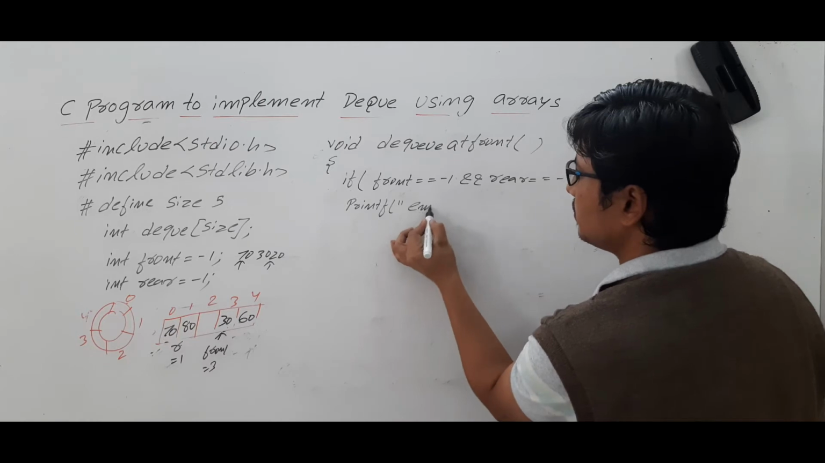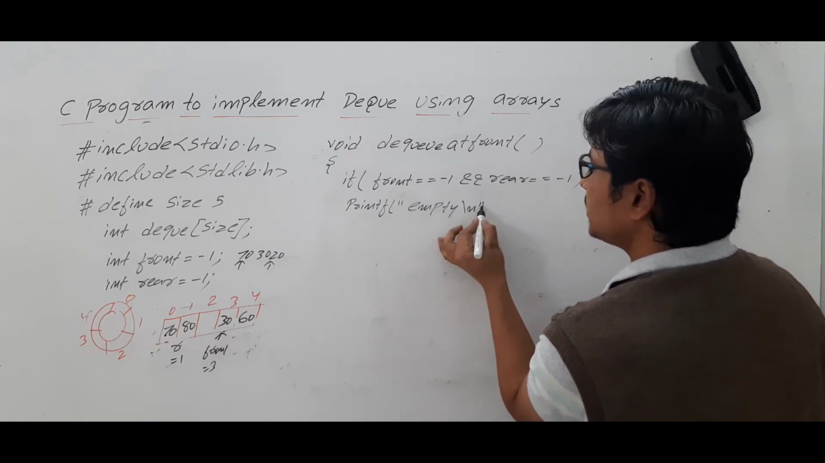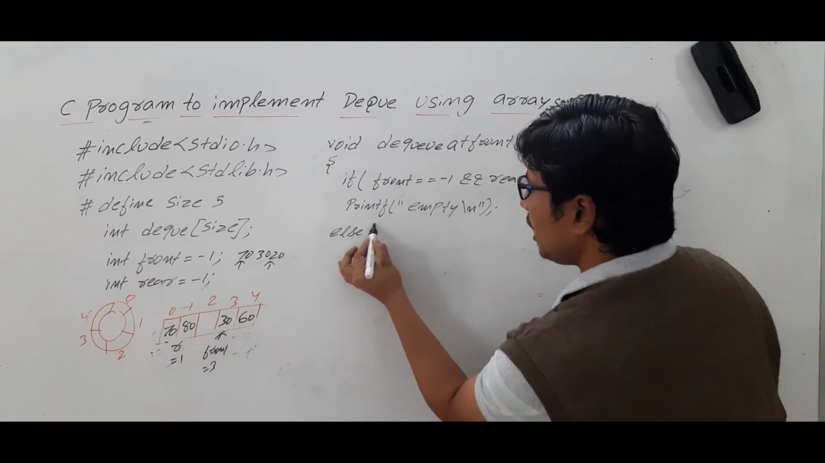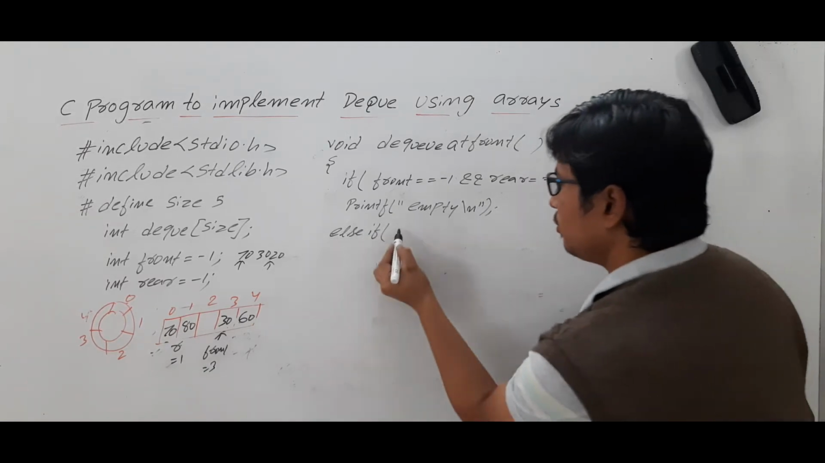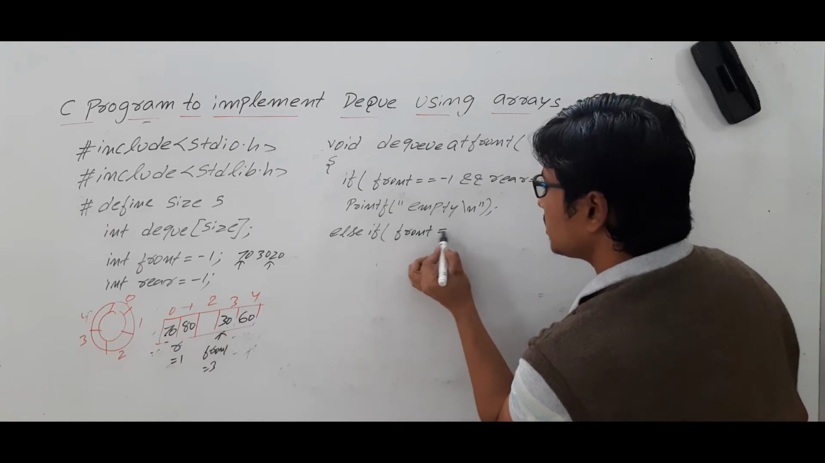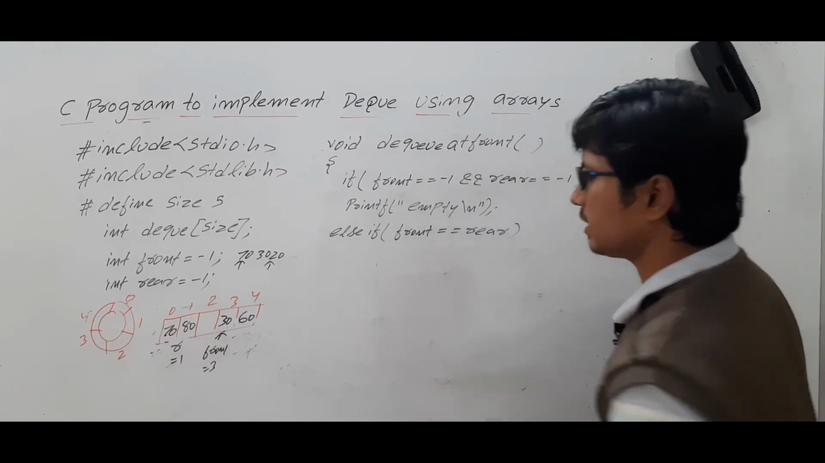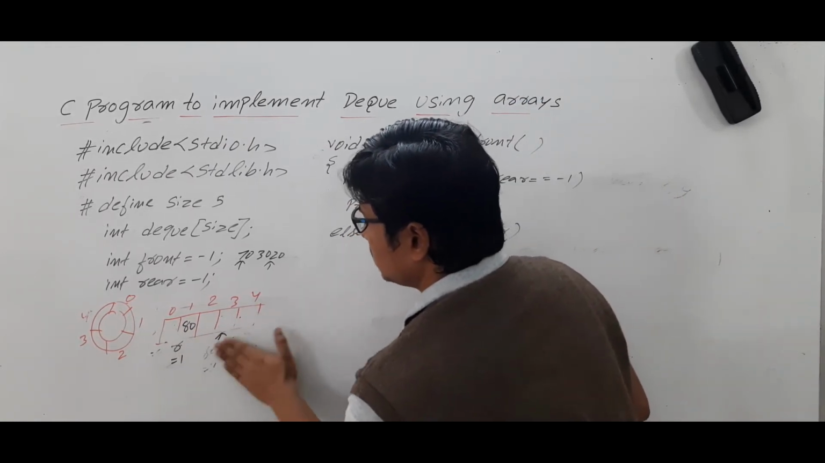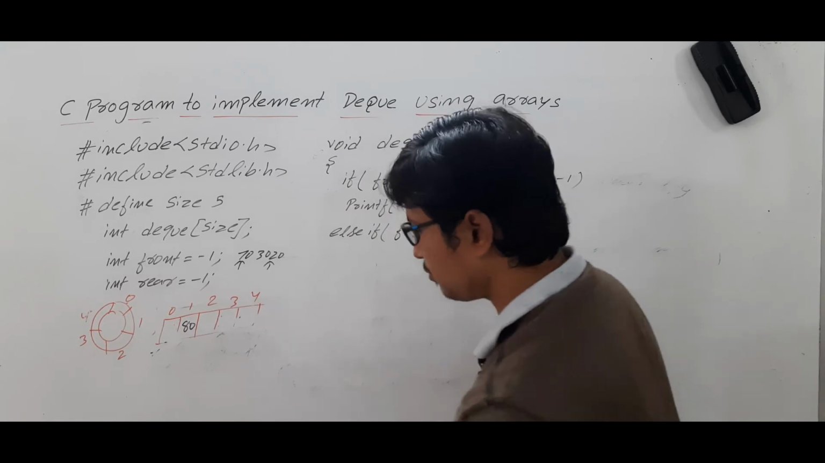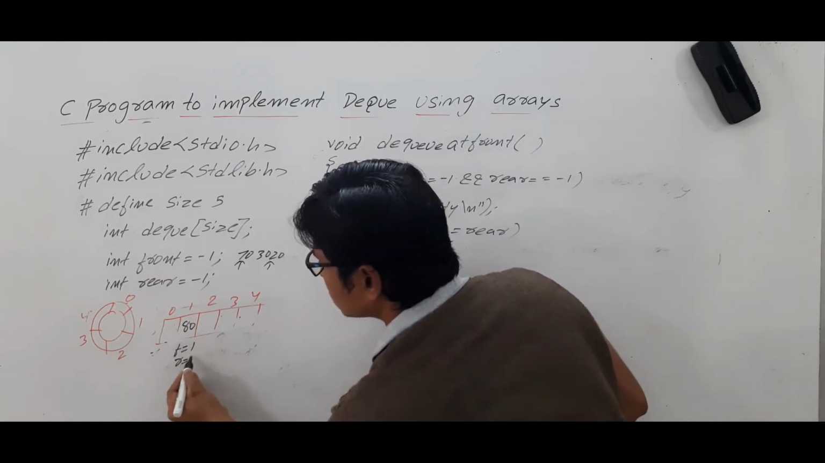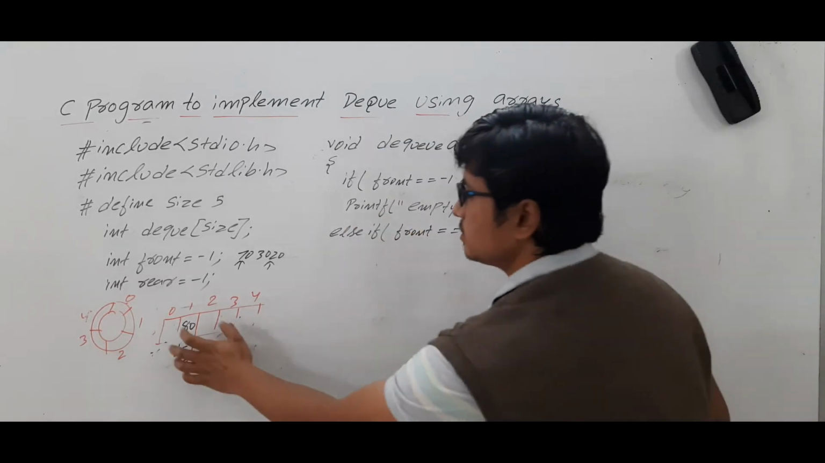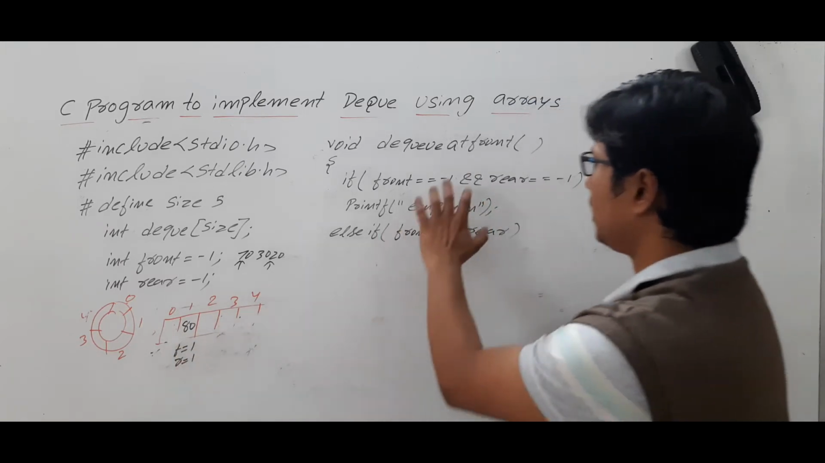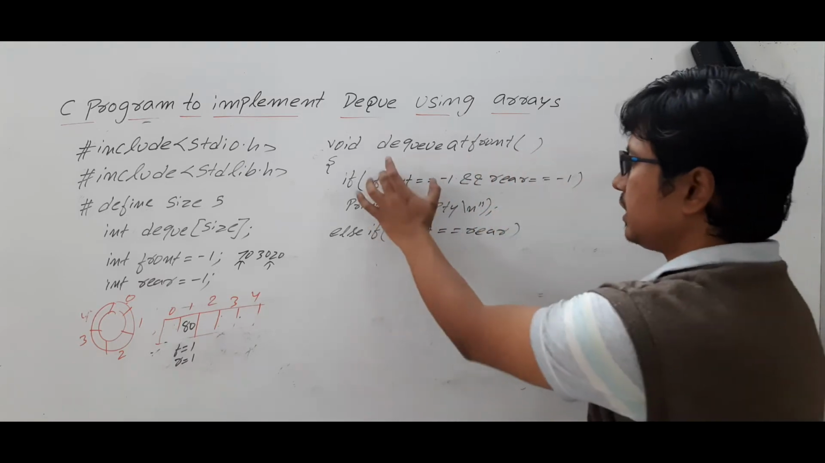Double-ended queue is empty. If it is empty, how can you delete an element? You cannot delete an element. Else, if you have only one element, you can say only one element is there. If front is equal to rear, let's take that you have performed dequeue all these things. Now front is equal to 1 and rear is equal to 1. Only one element is there. Whenever front is equal to rear, only one element is there, otherwise it is empty. That condition we have checked.